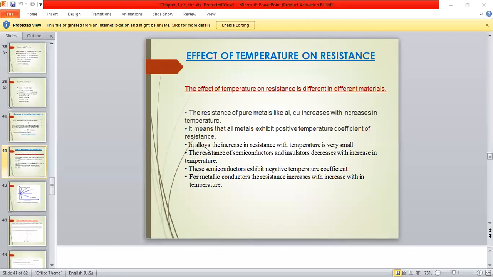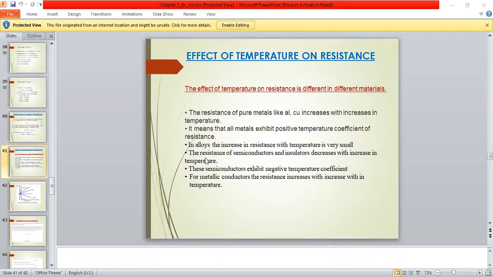Now next is alloys. What are alloys? Alloys are the combination of two or more materials. ठीक है, in alloys the increase in resistance with temperature is very small. ठीक है, alloys के केस में भी in the similar way जैसे metals के केस में हमने बोला था कि resistance increases with increase in temperature, तो similarly alloys के केस में भी resistance increases with increase in temperature, but there is a very small increase. जो increase है वो बहुत ही थोड़ा रहता है. ठीक है, मेटल्स के केस में ज्यादा increase होता है, लेकिन alloys के केस में there is a small increase in resistance.